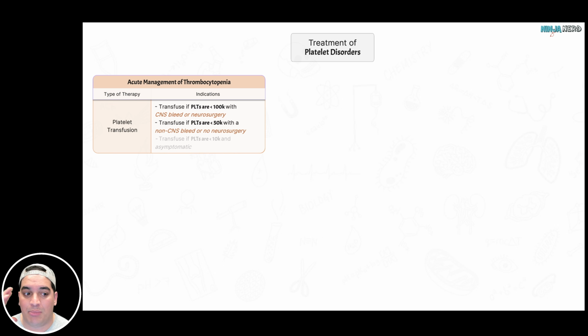Now, if they don't have a bleed in their brain, or they're not getting a surgical procedure on their brain or spinal cord, then you can aim for less than 50,000 if they're bleeding from the skin, the gingiva, the nose, or vaginal bleeding. If it's less than 10,000, they're not bleeding at all, you should still give them a transfusion because they're at high risk of those severe bleeds, the GI bleed and the intracranial hemorrhage.